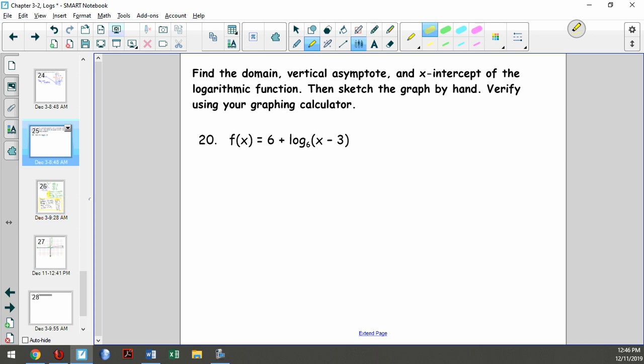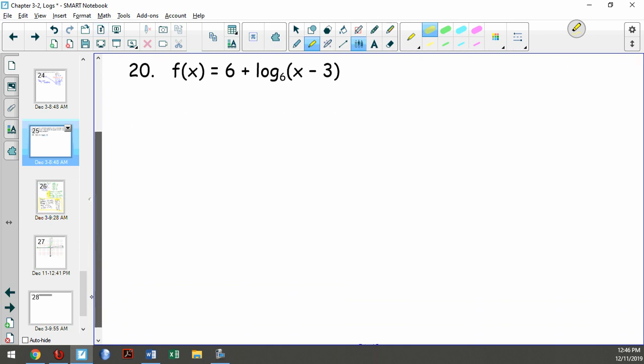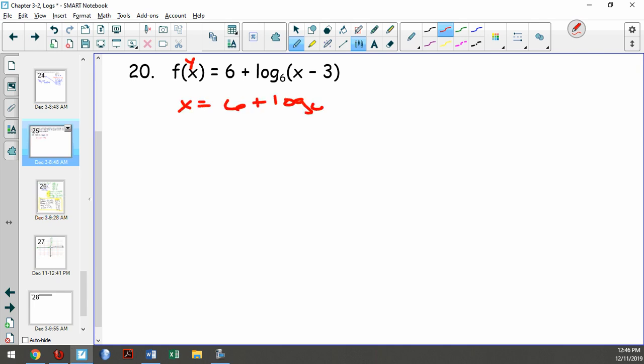So in this problem right here, I have f of x equals 6 plus the log base 6 of x minus 3, yes? So the very first thing I want you to do is find the exponential that you're going to be using. That means you have to swap out x and y. So this is y, so that means x is equal to 6 plus log base 6 of y minus 3. Because we're going to swap x and y, yes? I'm going to solve for y, so that means I'm going to subtract 6.